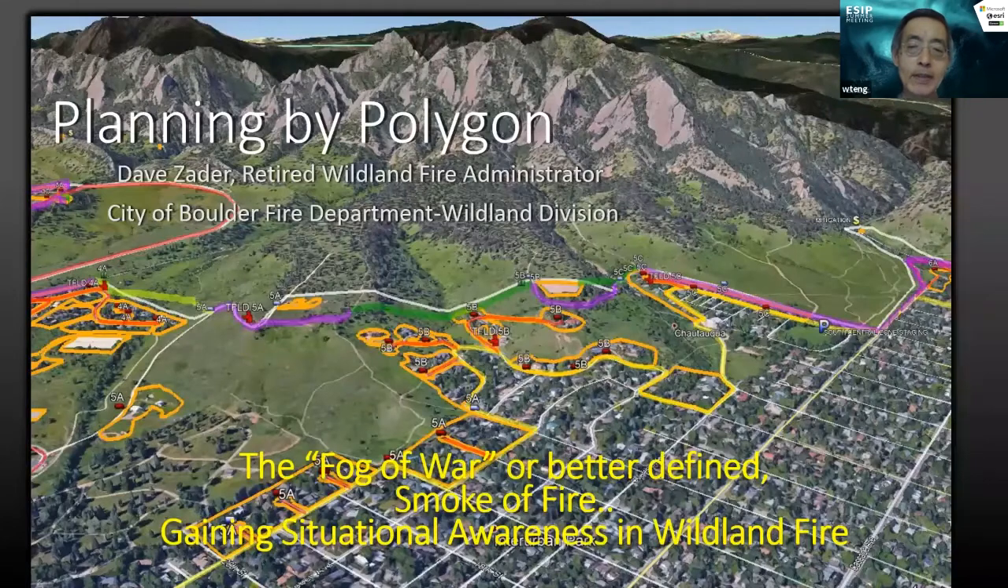Our second speaker is Dave Sater, a retired wildfire administrator for the City of Boulder Fire Department. He's going to be talking about wildfire management and planning by polygon, a tool for improved decision making and resources usage. Dave, I'll hand that over to you now.